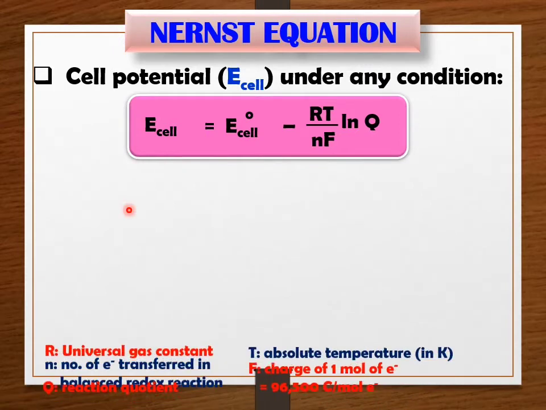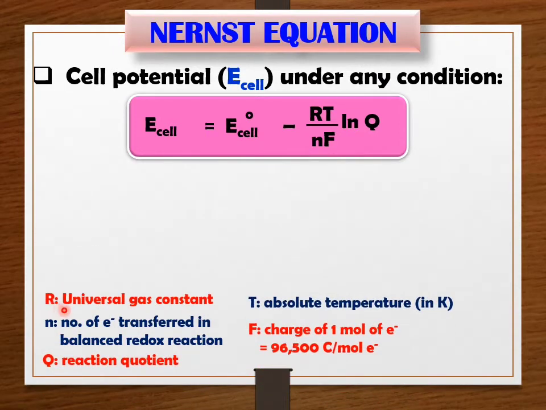So here R represents the universal gas constant, while n is the number of moles of electrons transferred in the balanced redox equation, Q is the reaction quotient, T is the absolute temperature, and F is the Faraday constant. Okay, so later I will teach you how to calculate by using the Nernst equation, and how to solve the questions that involve it.